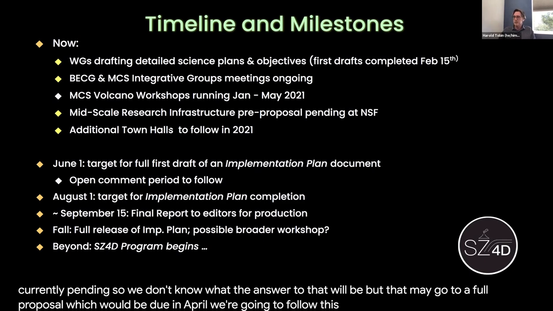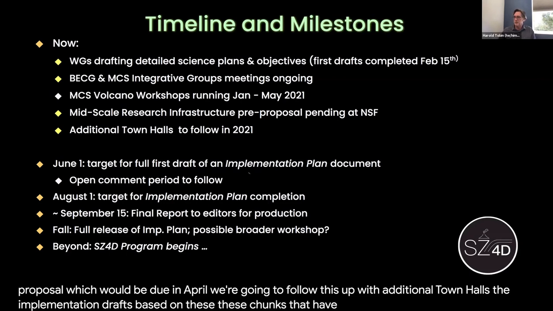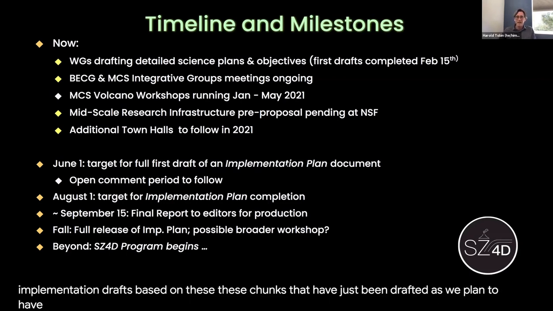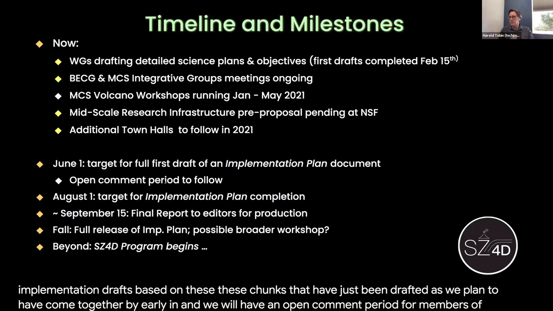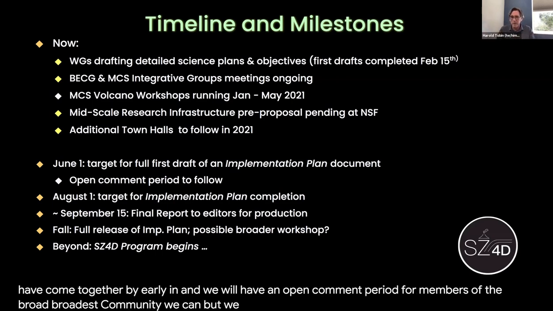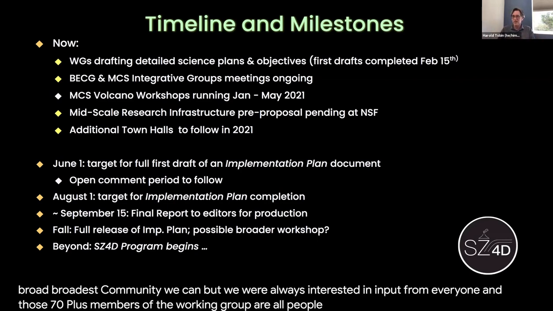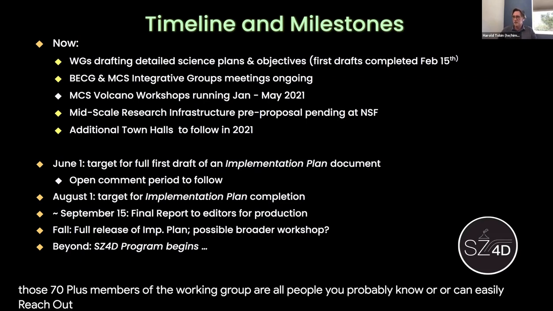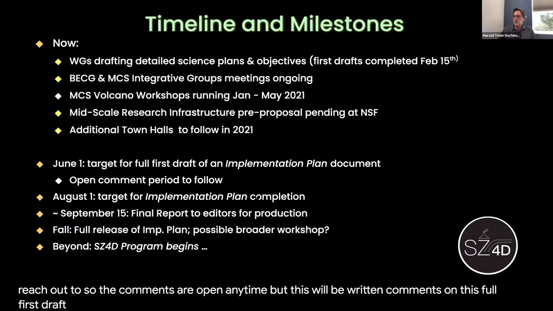We're going to follow this up with additional town halls. The implementation drafts based on these chunks that have just been drafted, we plan to have come together by early in the summer. June 1st is our target, and we will have an open comment period for members of the broadest community we can. But we're always interested in input from everyone, and those 70+ members of the working group are all people you probably know or can easily reach out to. So the comments are open anytime, but this will be written comments on this full first draft. And our target is in August for implementation plan completion.